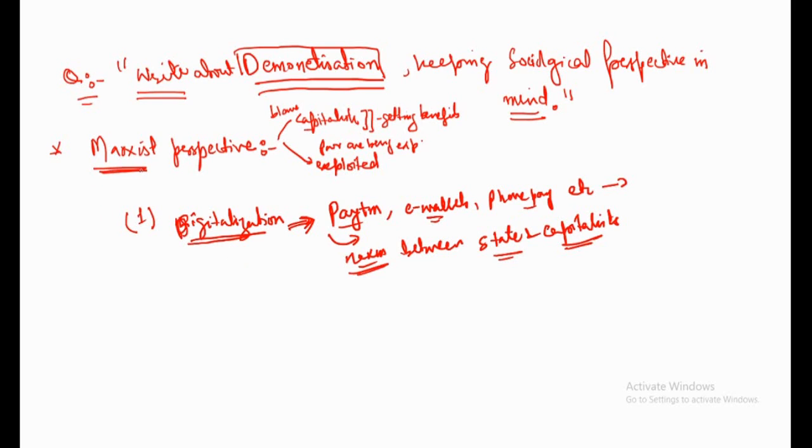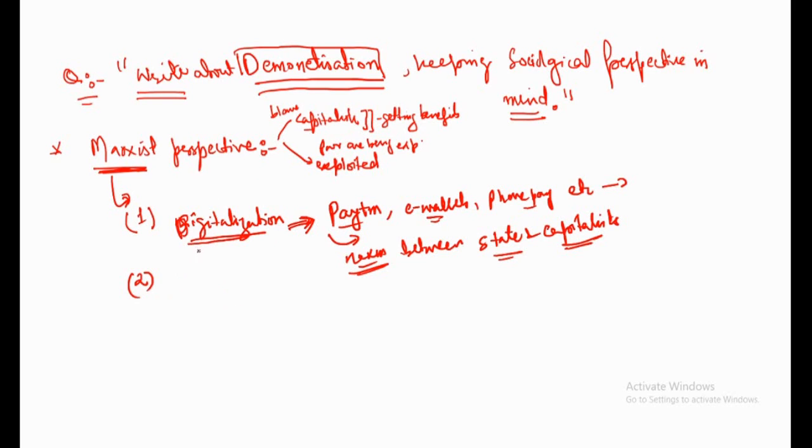You will say that from a Marxist point of view it can be seen, or Marxists often say about demonetization. Okay, this is the first point. Second, you can say that the capitalists are getting benefits.